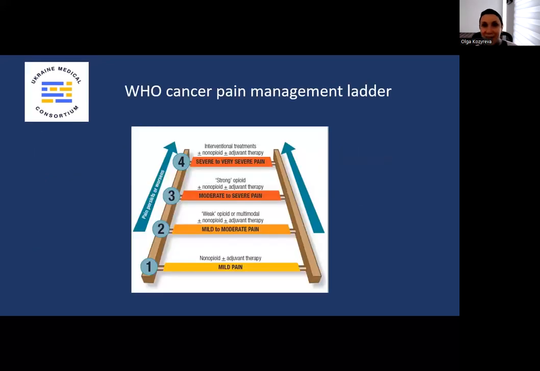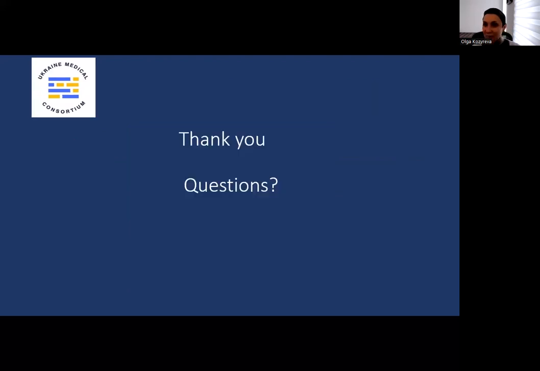So that's again the WHO cancer pain management ladder, 4 steps. I hope after this lecture you memorize the steps. So thank you, and I think we're right on time. Any questions?